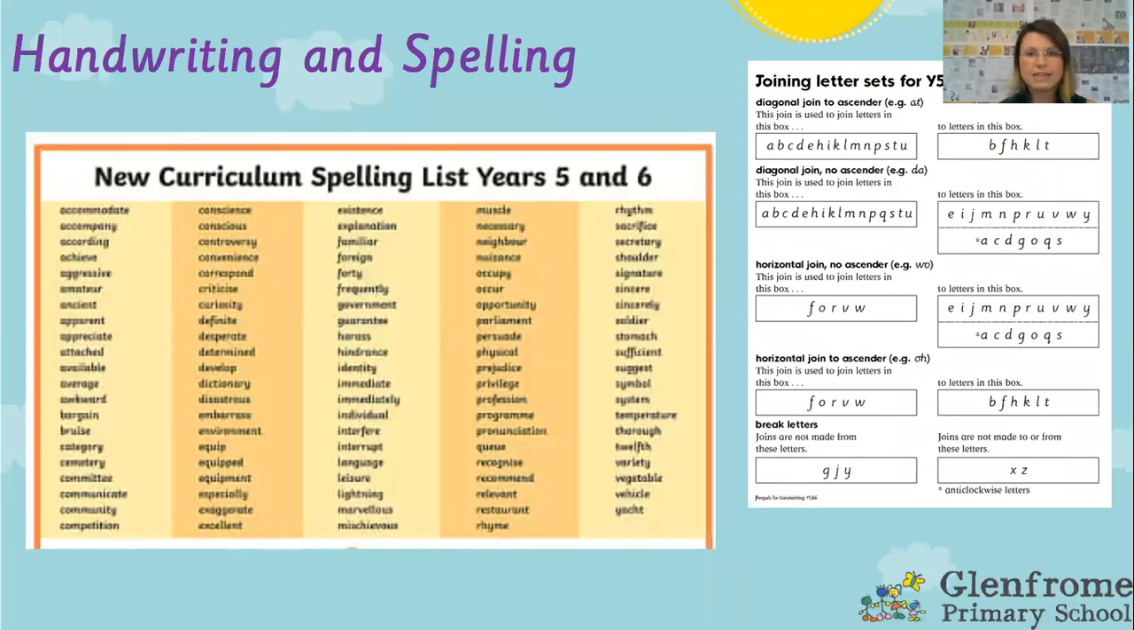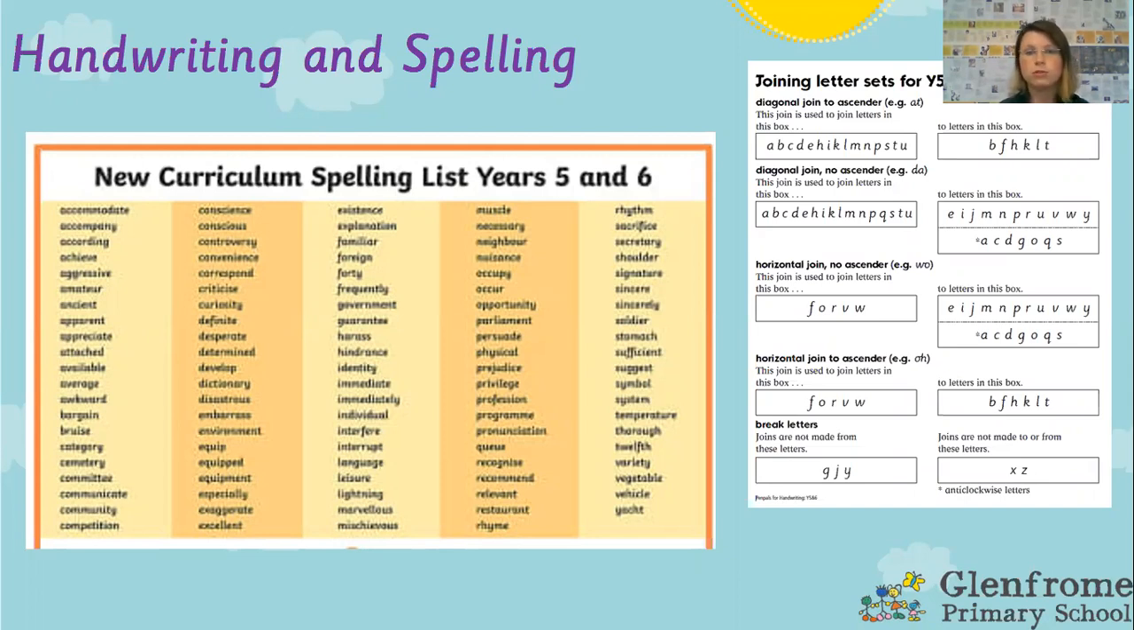Handwriting and spellings for this year group. There are statutory spellings to learn for years 5 and 6. These can be found online and also on the screen currently. Please make sure that your children also know the statutory spellings for years 3 and 4 as well.